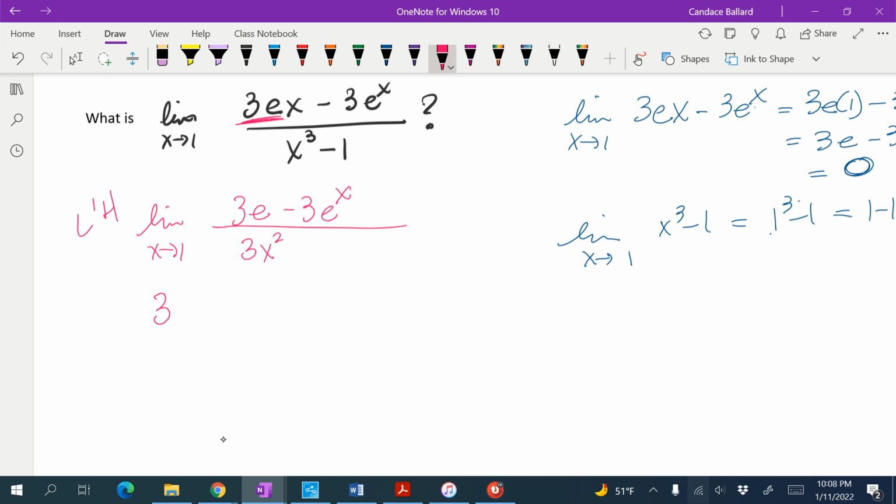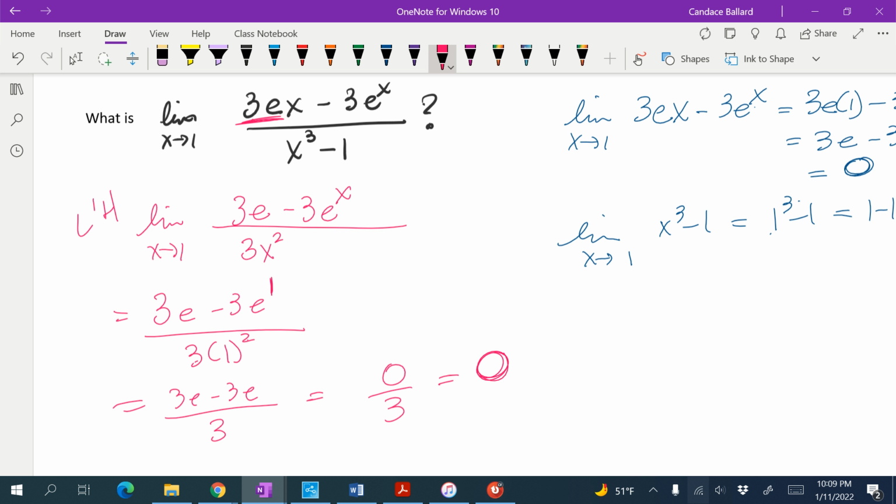So I get 3e minus 3e to the first over 3 times 1 squared. Well, it looks like I have 3e minus 3e in the numerator. 1 squared is 1, times 3 is 3. So it's looking like I have 0 over 3, and I do in fact find that the limit is 0. Remember, it is possible that you might have to do a second L'Hopital if you got an indeterminate form a second time.